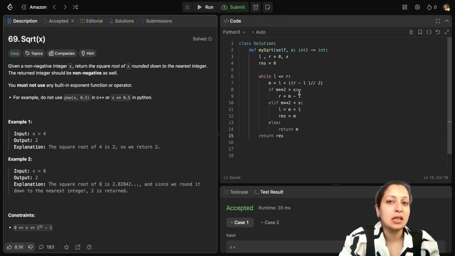In that case, anything above m will also have its square greater than x. So I update my right pointer to m minus 1 because my solution will lie between 0 to m minus 1. As if m square is less than x, then I will update my left pointer to m plus 1 because my solution will lie somewhere between m to the last value, that is x. And I also update my result as m because m could be a candidate, okay? Else, I found the exact square root, that is m square equal to x. In that case, I just return m. And outside the loop, I can return the result. So that's my entire solution.